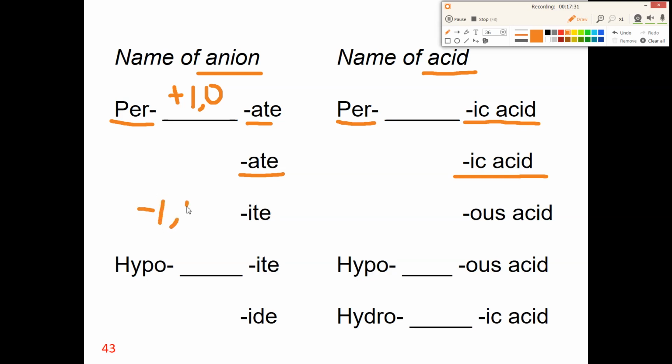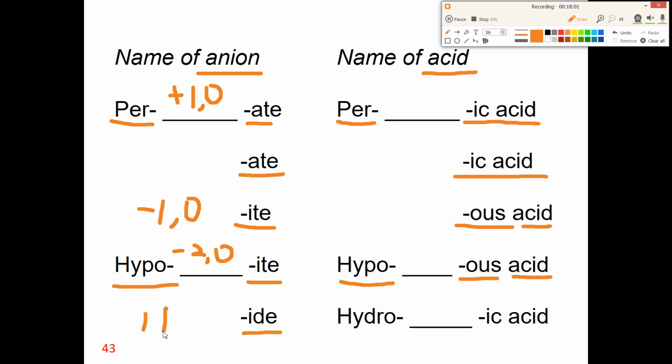If there's a minus one oxygen, change the ending to ITE. For the name of the acid, you change it to OUS, acid. If it's minus 2 oxygen, you add the prefix hypo and ITE. The same applies: for the acid, you don't need to change the prefix, just change the ending to OUS, acid. IDE is for binary compounds, like HCl. It's not for polyatomic ions, just for binary compounds.